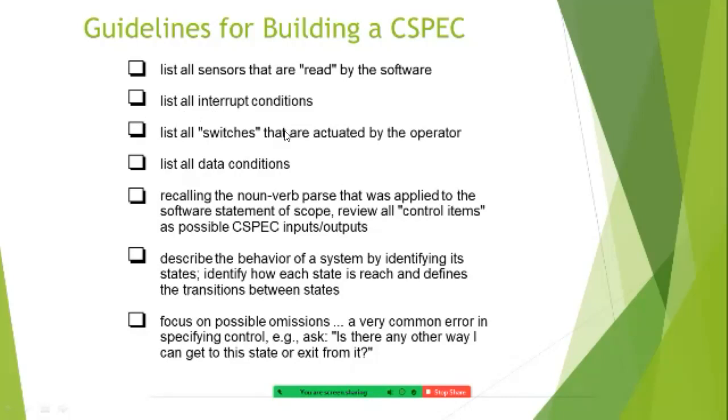Last one is to focus on possible omissions, a very common error in specifying control. For example, ask, is there any other way to get to this state or exit from it?